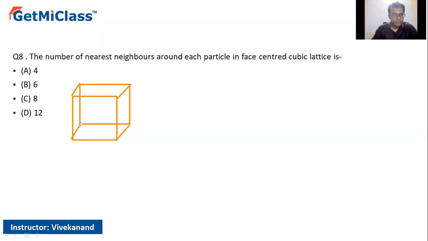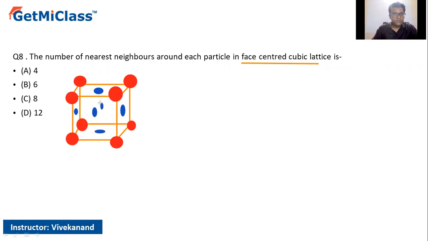Now, in this cube, as it is a face-centered cubic lattice, that means it is going to have the particles at the corners. It is going to have the particles at the corners, right? And the particles on the face. Now, let's consider this particular thing along the face over here, right? So these are the particles along the faces.